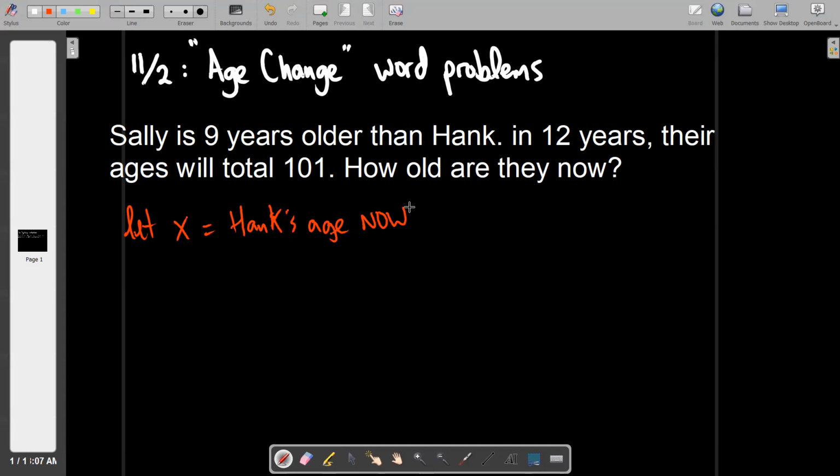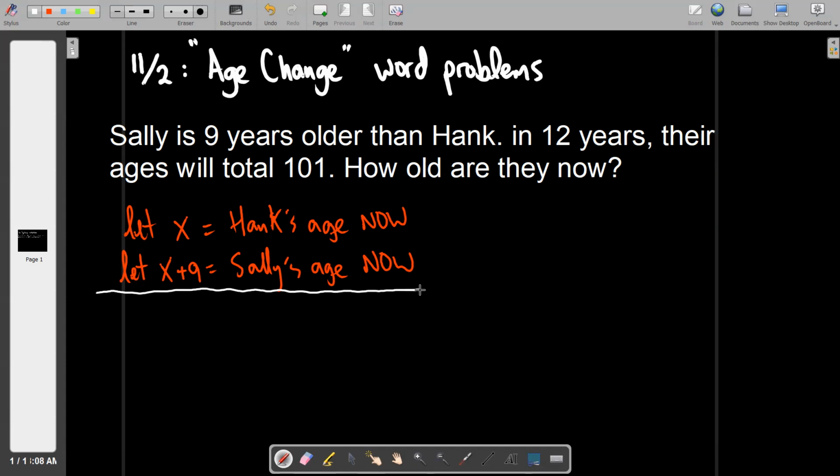So we also can define Sally right now. What is Sally's age? Yeah, so X plus 9 is Sally's age now. And again, I'm going to use capital letters and I might eventually stop, but just to make the point, that's really important that you specify that. I'm going to draw a little bit of a line now, and now I'm going to go on to the other phase of time, which sometimes will be the past, sometimes it'll be the future. Again, in this case, it's the future.